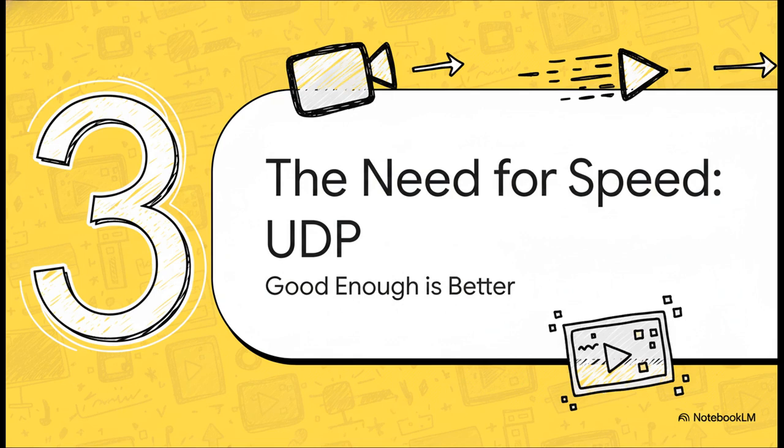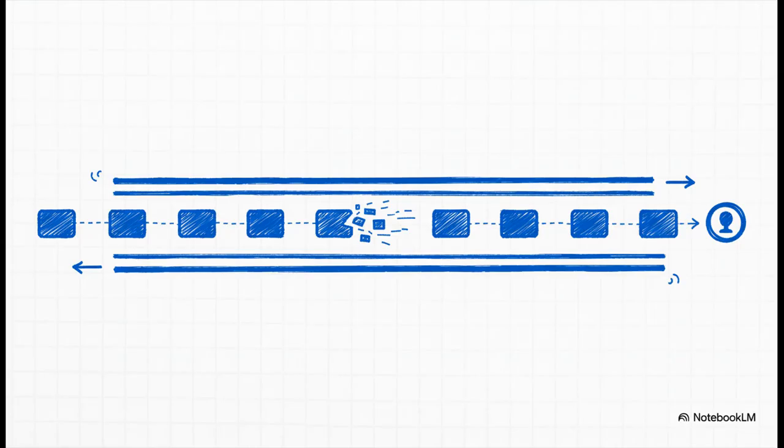For some things, getting the data there fast is way more important than getting it there perfectly. In the world of real-time communication, good enough that arrives right now is infinitely better than perfect that arrives too late. Let's circle back to that video call example. So let's say a tiny little packet of data, just a fraction of a second of audio, gets lost on its way to you. What would you rather have happen?